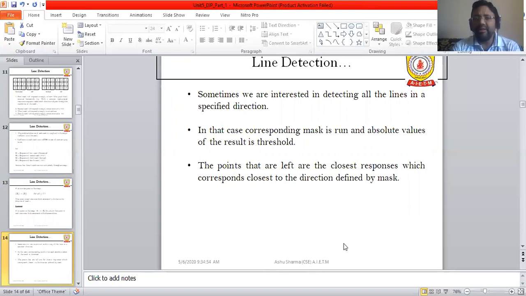Sometimes we are interested in detecting all the lines in a specified direction. In that case, the corresponding mask is run and absolute values of the result are thresholded. The points that are left are the strongest responses, which correspond closest to the direction defined by the mask.